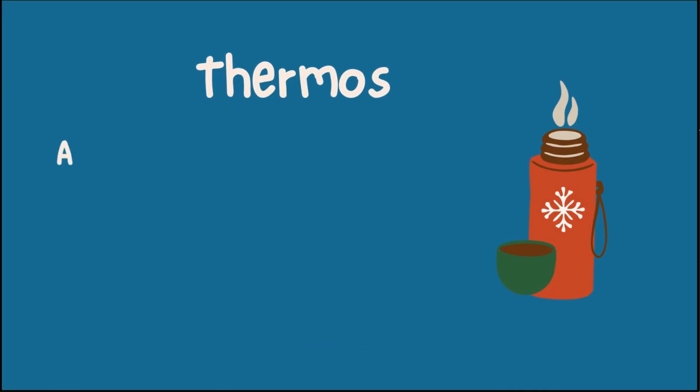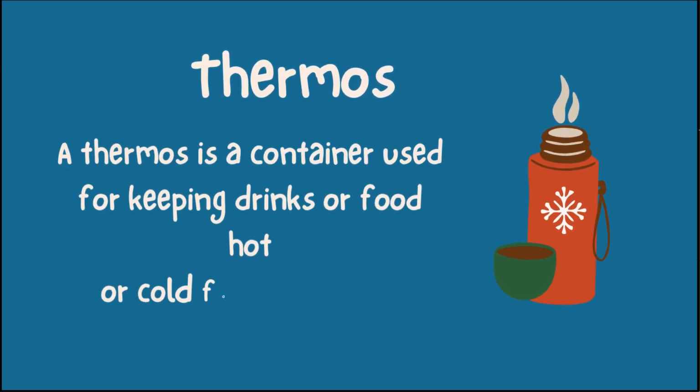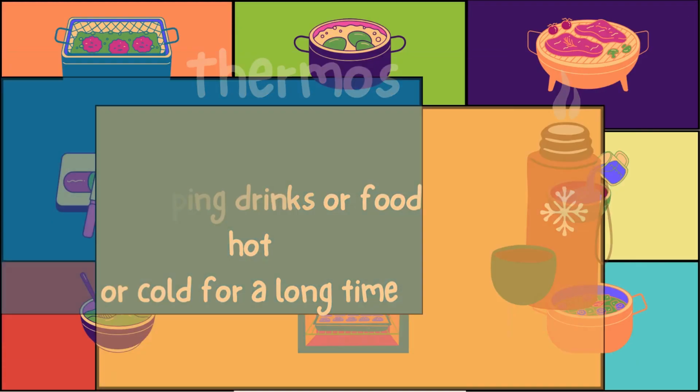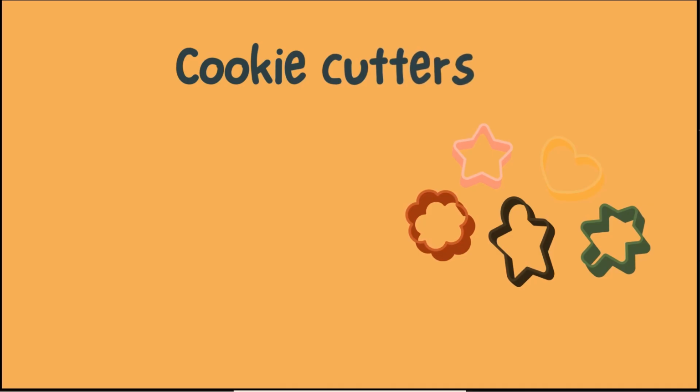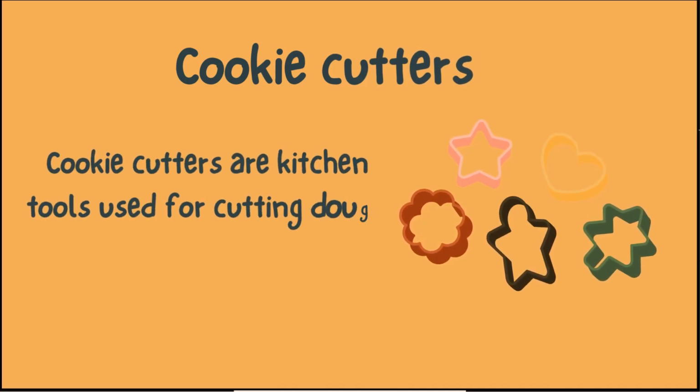Thermos. A thermos is a container used for keeping drinks or food hot or cold for a long time. Cookie cutters. Cookie cutters are kitchen tools used for cutting dough into shapes for cookies.